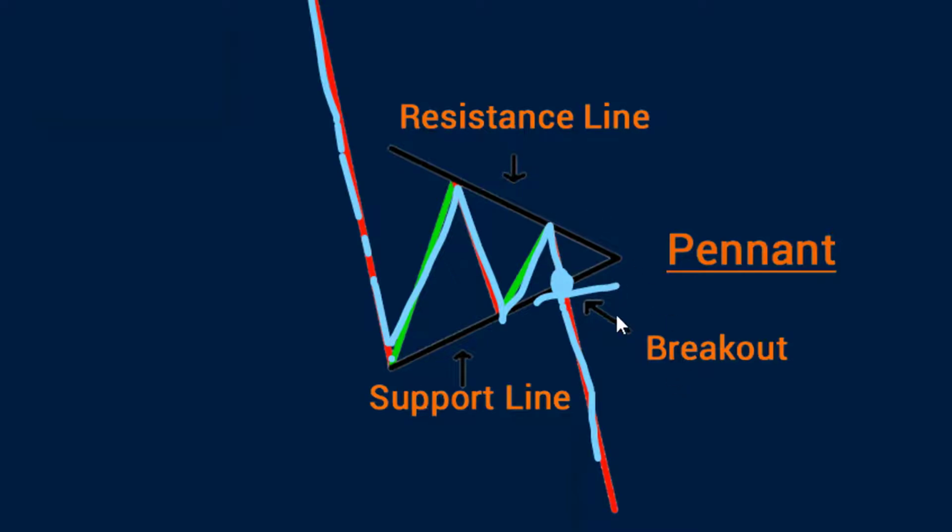I am saying again, after you set up the two trend lines, you will have to wait for the market to break out the lower trend line. And whenever the market breaks the lower trend line, you can take a sell entry.